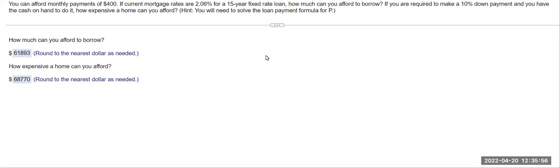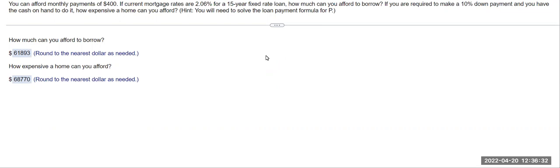You can afford monthly payments of $400. If current mortgage rates are 2.06% for a 15-year fixed rate loan, how much can you afford to borrow? If you are required to make a 10% down payment and you have the cash on hand to do it, how expensive a home can you afford? All right, the hint is you need to solve for P, the loan payment formula.